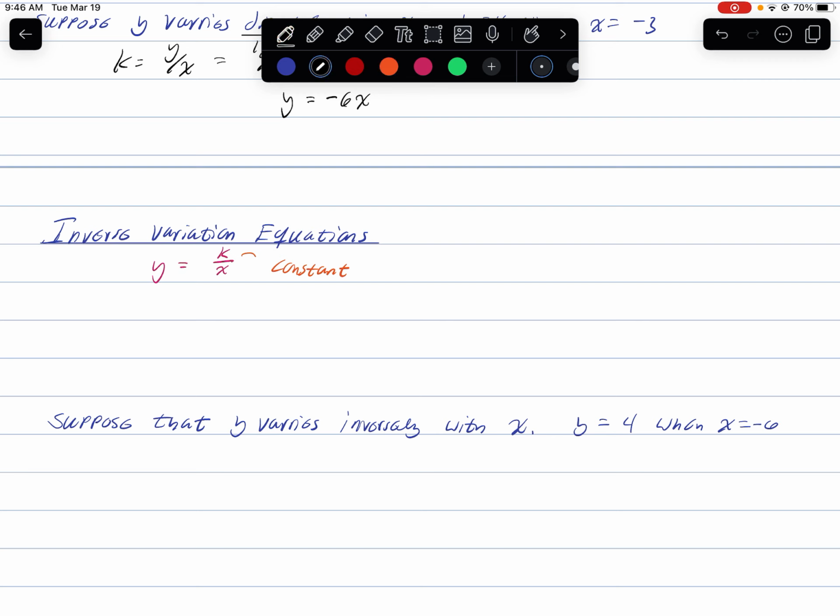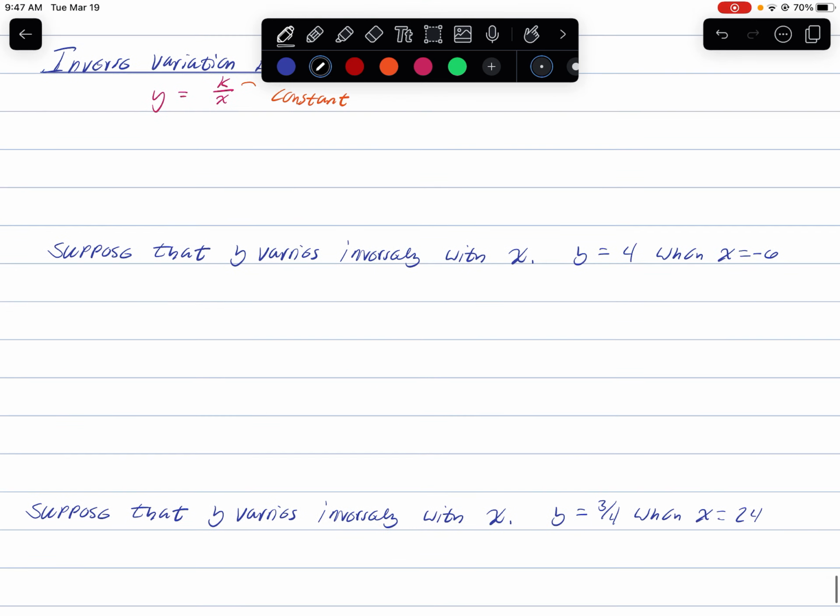So what this means is that it's the exact opposite here. Since we're dividing by x, as x gets bigger, we're dividing by a bigger number. So as x gets bigger, y is going to get smaller. This is the opposite of the direct variation equation. Conversely, as x gets smaller, or at least as x gets closer to 0, y is going to get bigger. So it's the exact opposite here.